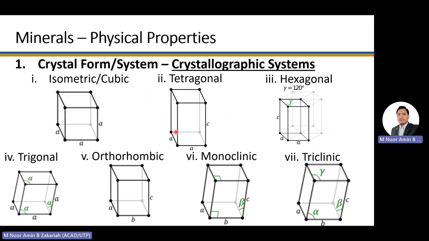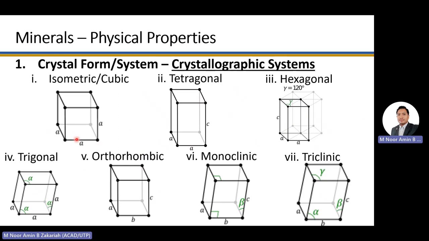So if all the axes are different in length, it will produce A, B, C, and then it is called orthorhombic. So let's say you have 2, 3, and 4. If you have 3, 3, 3, this is cubic. This is 3, 3, 4. So if you have 2, 3, 4, then this is orthorhombic. Now we move into various degrees. So isometric, or we call it cubic, tetragonal, orthorhombic, in terms of the degree are similar, 90 degrees.